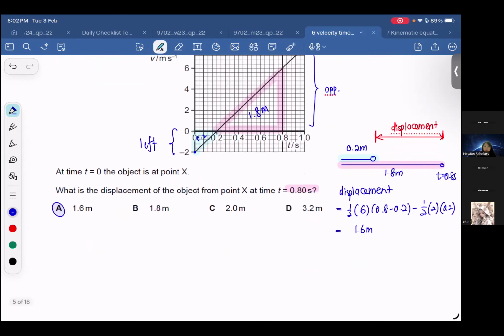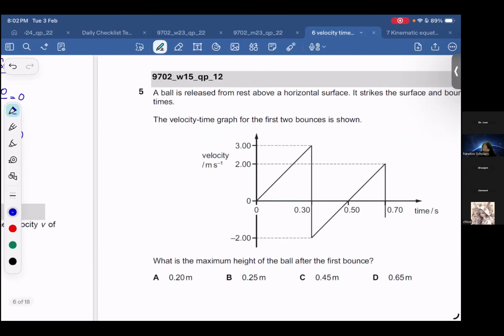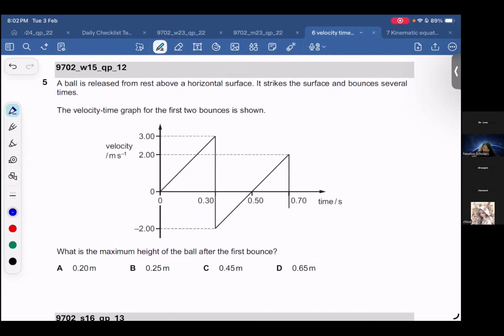Okay, so we go to question number 5. Here I won't guide you. Are you able to try? A ball is released from rest above a horizontal surface. It strikes the surface and bounces several times. So it should be like this, going down. So at the start here, the starting velocity u equals 0.